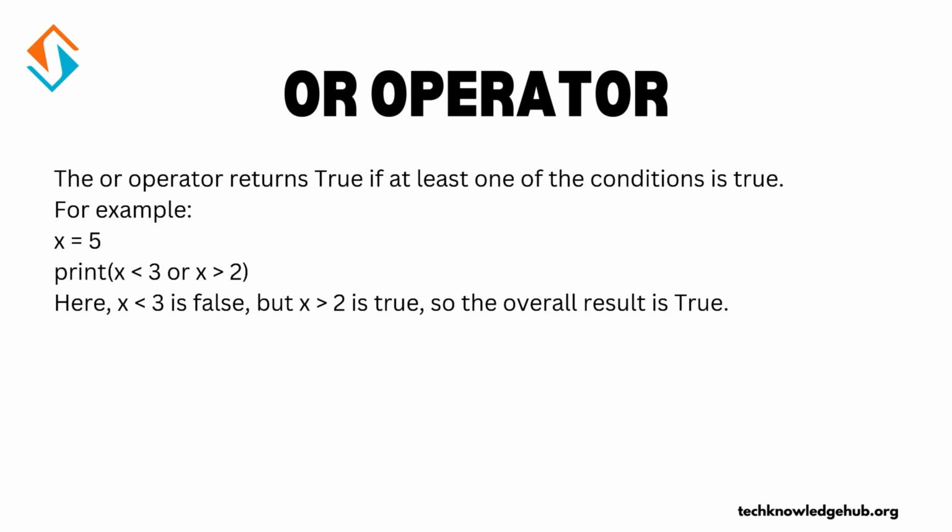Second is OR operator. The OR operator returns true if at least one of the conditions is true. For example, first type x equal to 5, then type print x less than 3 or x greater than 2. Here x less than 3 is false, but x greater than 2 is true. So the overall result is true.